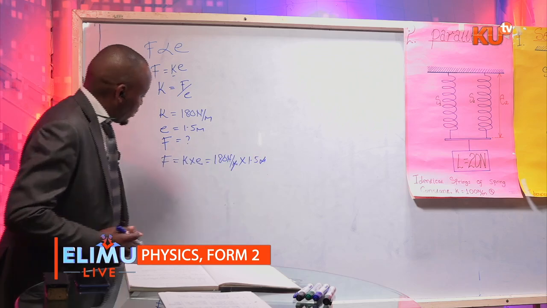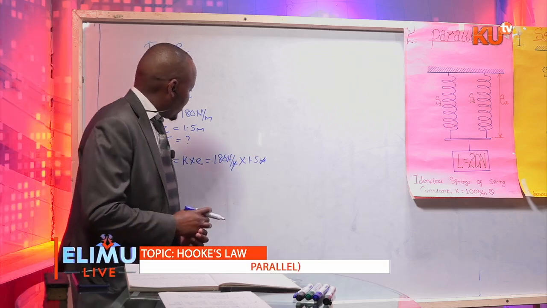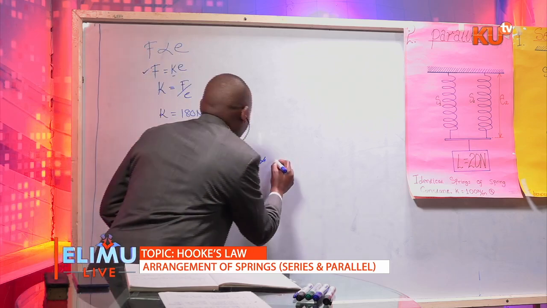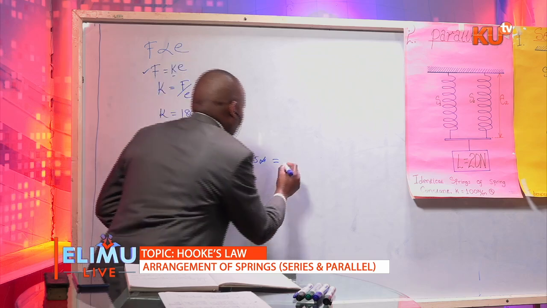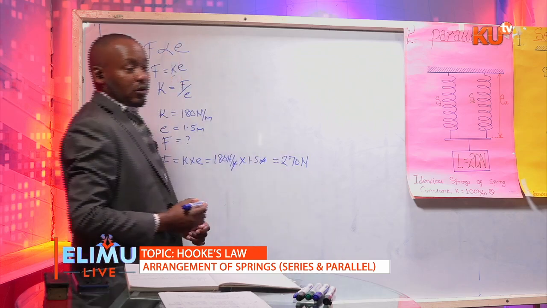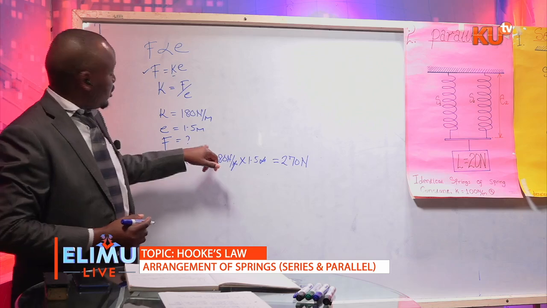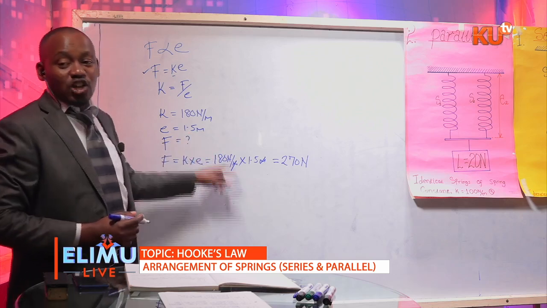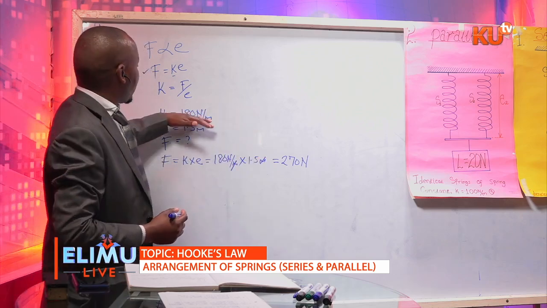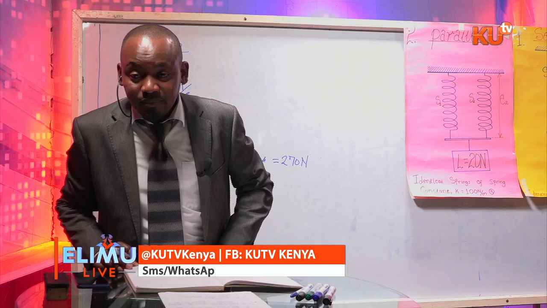So having cancelled out the units for extension or length, then I'll have 180 multiplied by 1.5, and this will give me 270 newtons. Remember, the question was, we find force that will cause an extension of 1.5 meters to a spring whose spring constant is 180 newtons per meter.